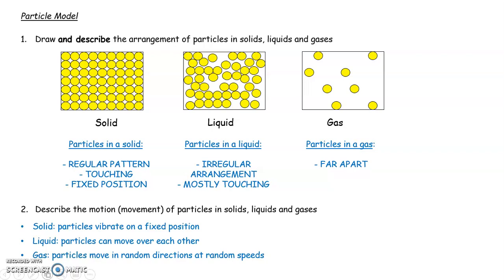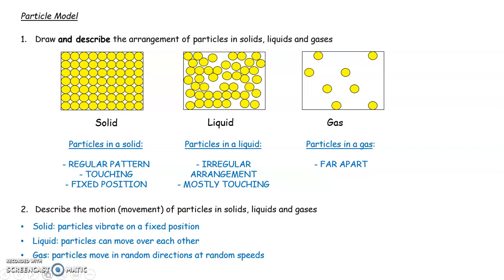In an exam, if you overlap the circles, you will lose marks because they're particles. Particles can't go into each other. So nice, neat, regular pattern. In a liquid, you'll notice that there are certain gaps, but they're still pretty much all touching. They're all very close together, but they're not in a nice, regular pattern. They're irregularly arranged. In a gas, they're not touching at all. They're all far apart. So, that's how you draw them.